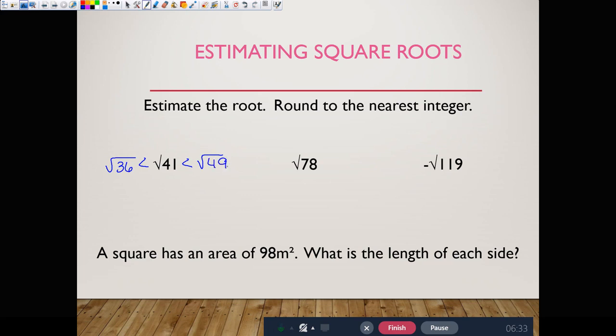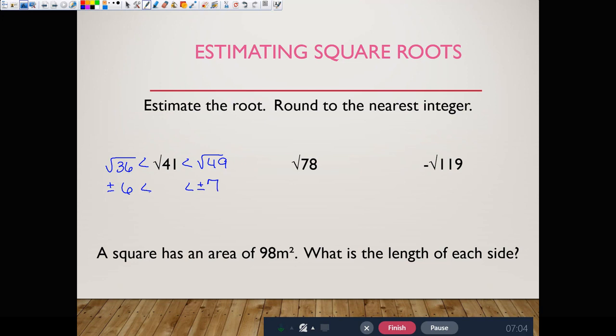Okay, it's asking us to round to the nearest integer. So what is the square root of 36? 6, plus or minus 6, but that's fine. And what's the square root of 49? 7, plus or minus. So, I know that my answer, I'm looking for an integer, so it's either going to be plus or minus 6 or plus or minus 7, but I don't know which one, because I don't know which one's closer to. So I'm going to find out which one it's closer to.